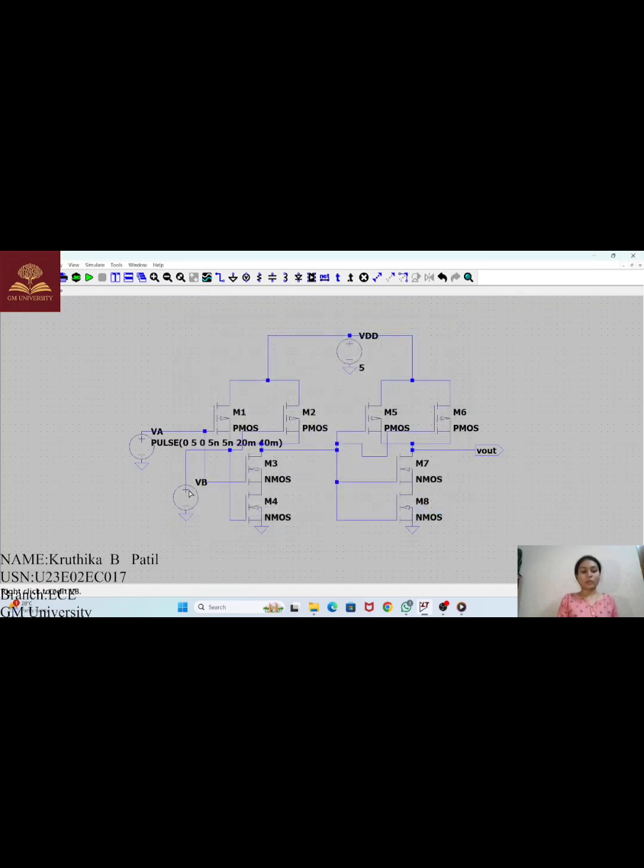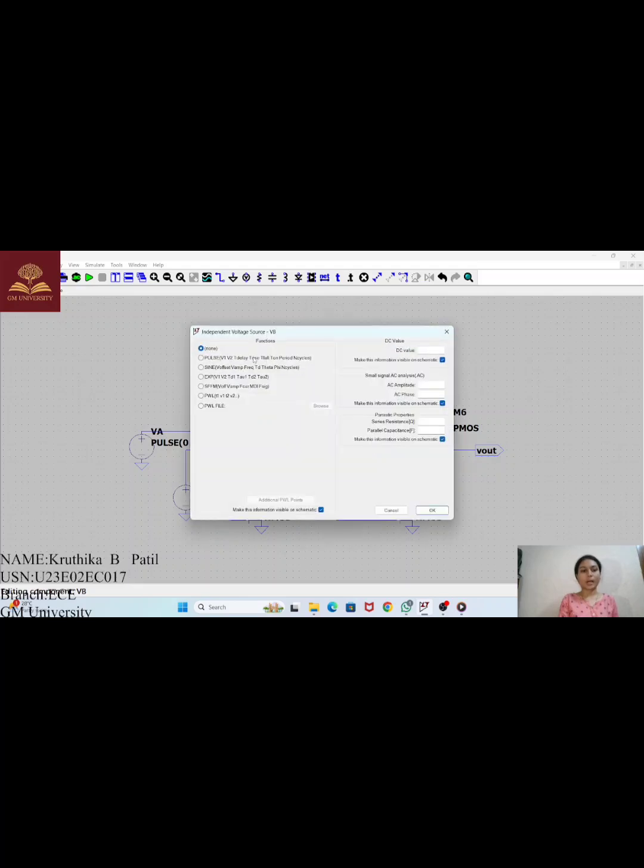Now I'm giving the input of the VB. Again I'm taking the pulse. V initial as 0, V on I'm giving 5. Again T delay as 0. T rise and T fall I'm giving as 5 nanoseconds. T on I'm giving as 40 milliseconds, and T period I'm giving as 80 milliseconds.